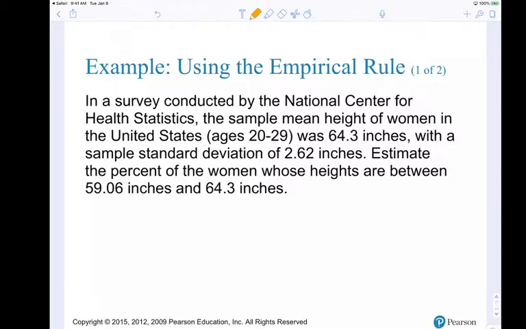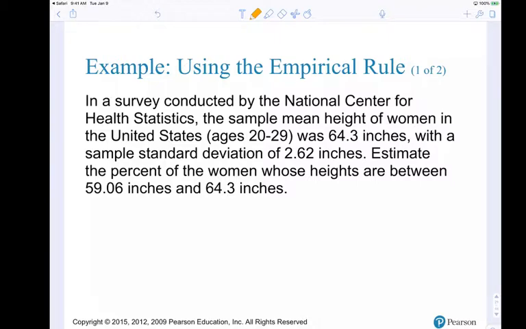In a survey conducted by the National Center for Health Statistics, the sample average height of women in the U.S. ages 20 to 29 was 64.3 inches, with a sample standard deviation of 2.62 inches. Estimate the percent of women whose heights are between 59.06 and 64.3. So now, what's the average here in this case? What's the mean?